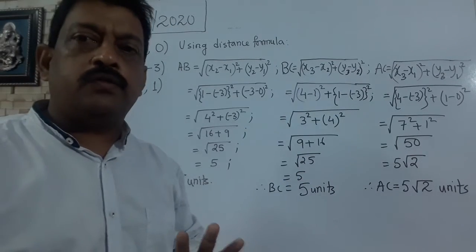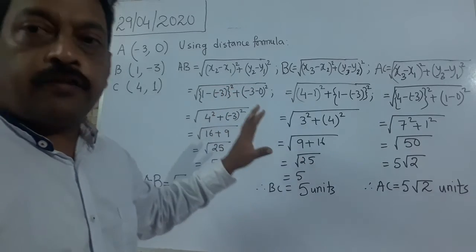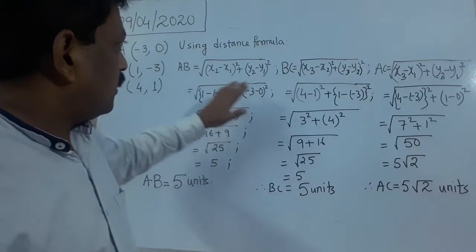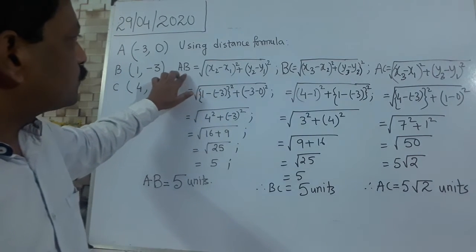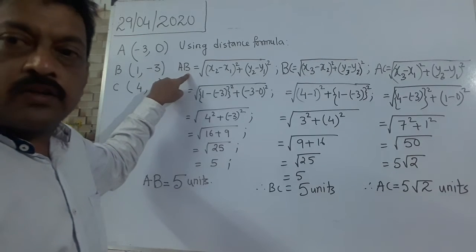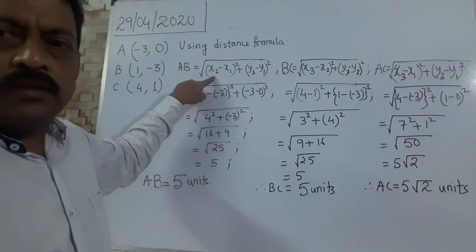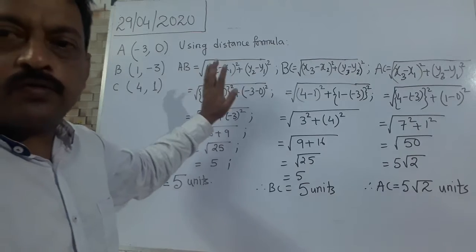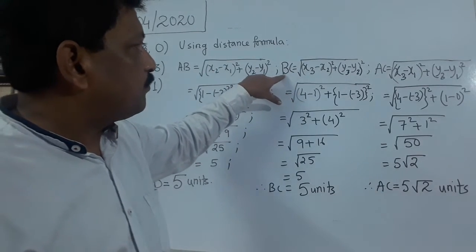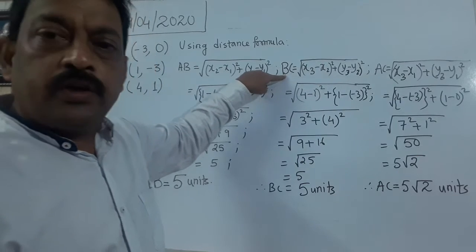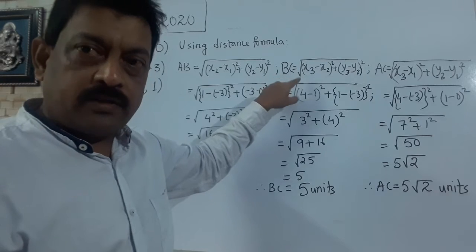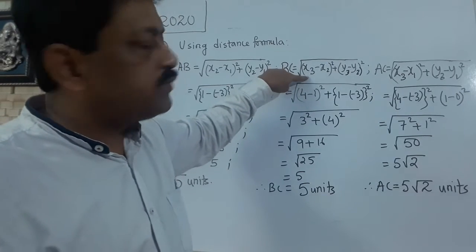I have earlier told you that while writing the formula, some little modifications are required. Since I am taking AB, where the coordinate of A is (x1, y1) and the coordinate of B is (x2, y2), the formula is root over (x2 minus x1) whole square plus (y2 minus y1) whole square. Now since I am taking the distance BC, the coordinate of B is (x2, y2) and the coordinate of C is (x3, y3). So that's why the formula has been changed.